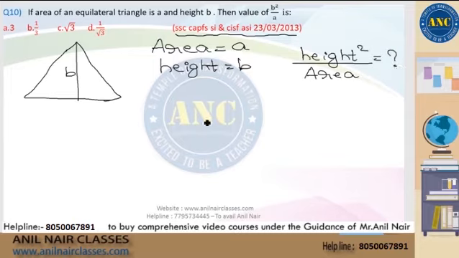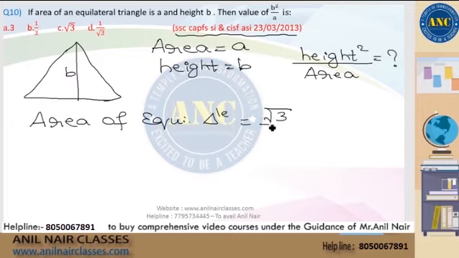Now see here, sir. First of all, it's an equilateral triangle. What is the general formula for the area of an equilateral triangle? The area of an equilateral triangle is root 3 by 4 into side square. I don't know the value of the side, so I will keep it as side itself. But in the question it is given as A, right? Small letter A is the area.